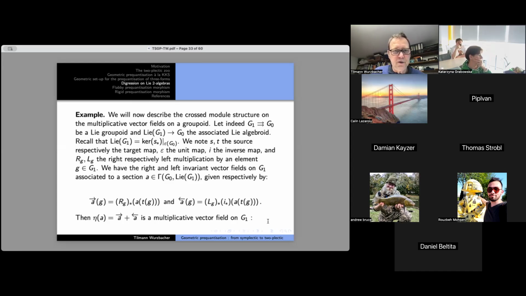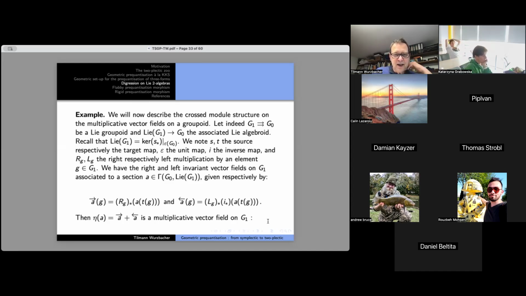S and T are source and target maps, epsilon the unit map, I is the inverse, and then you have the right and left multiplication by a fixed element. Of course, it doesn't act everywhere. It acts only on the points where you are composable from the right or from the left. You can define right and left invariant vector fields on the total space. This is as in the group case, but of course, again, one has to take a little bit of care.